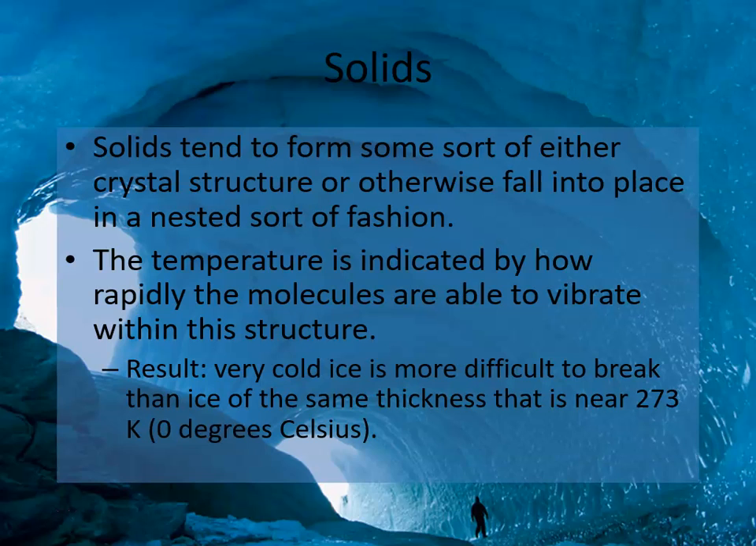So, solids. We're familiar with solids. They tend to either have some sort of amorphous or crystalline structure that falls into place into either a nested fashion or just some random blob that stays there. And its temperature is indicated by how rapidly the molecules are able to vibrate within that structure. And as a result of this, very cold ice is a lot more difficult to break than ice of the same thickness that's near what we think of as the melting point of ice, the freezing point of water.